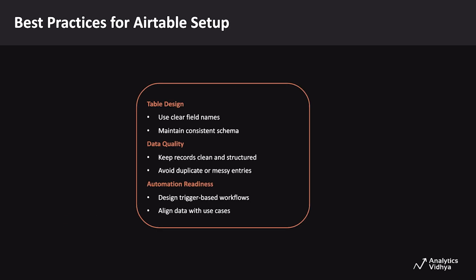Airtable works best when the setup is clean and intentional. Start by defining clear field names and keeping the schema consistent, because that helps Co-work understand the structure of your data correctly. It is also important to keep records clean and avoid duplicate or messy entries, since poor data quality can lead to unreliable automation. And if you are planning trigger-based workflows, make sure the table design matches the actual use case. So the better your Airtable setup is, the more reliably Co-work can read, update, and automate across it.